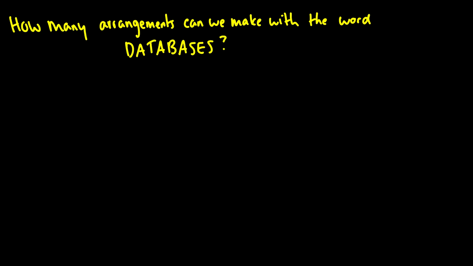So let's do a bigger example here. How many arrangements can we make with the word databases? What you should always do first is list all the different letters. So we have a D, A, T, B, S, and E. And now we say, okay, well we have 3 A's, we have 2 S's, and I believe that's it. Let me go through this. D-A-T-A-B-A-S-E-S. Okay. So, let's number these: A1, A2, A3, S1, S2.